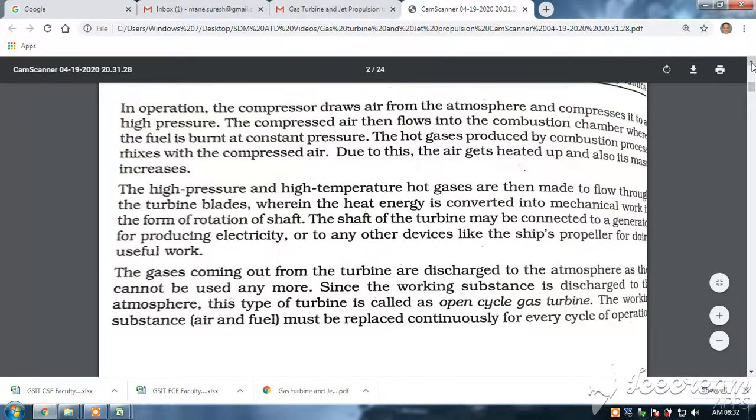Now we will see the operation. In operation, the compressor draws the air from the atmosphere and compresses it to high pressure. The compressed air then flows into the combustion chamber where the fuel is burned at constant pressure. The hot gases produced by the combustion process mix with the compressed air. Due to this, air gets heated up and also its mass increases. The high pressure and high temperature hot gases are then made to flow through the turbine blades, where the heat energy is converted into mechanical work for the rotation of shaft.